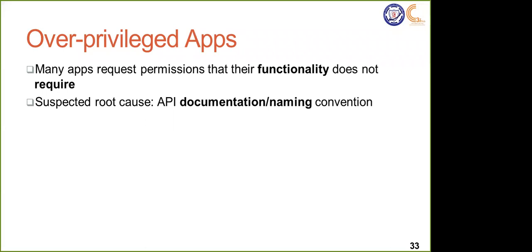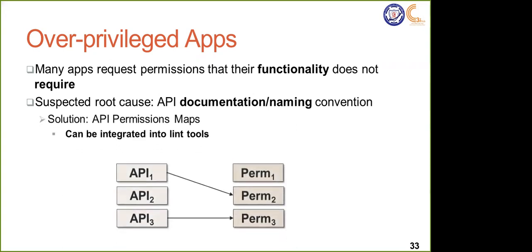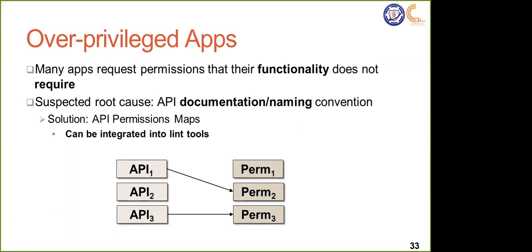Because of that, the app developer includes extra permissions which are not required for these applications. The solution for this is very easy. Anyone can provide a mapping of permissions to the API, which can be implemented in the lint tool. Generally, IntelliSense says that if you are using this particular API, just include this permission in your manifest file, otherwise there is no need. So this can be easily mitigated.